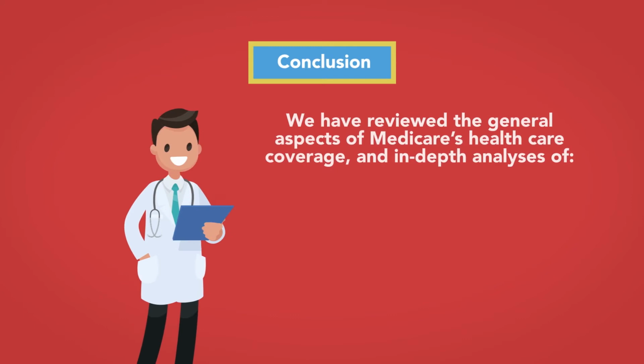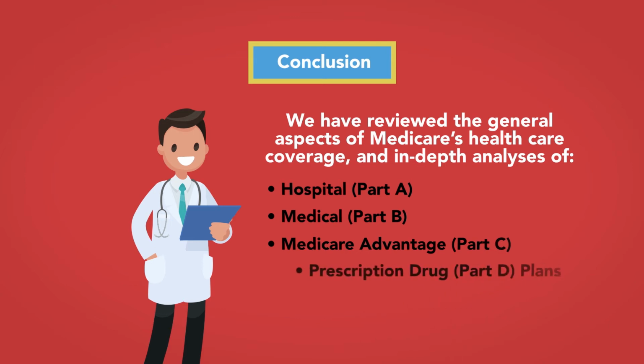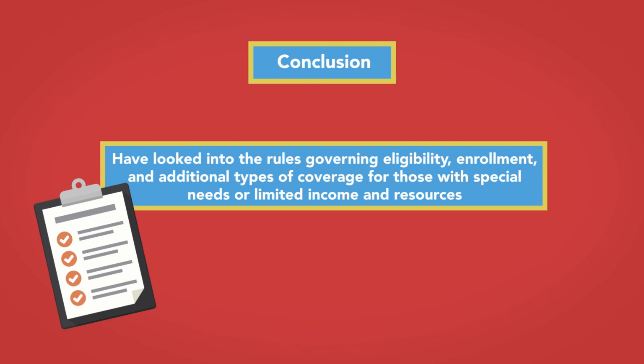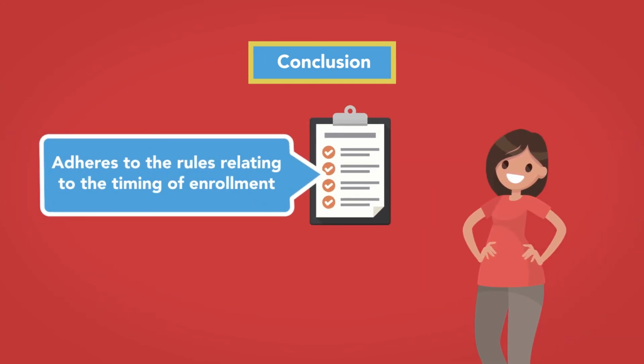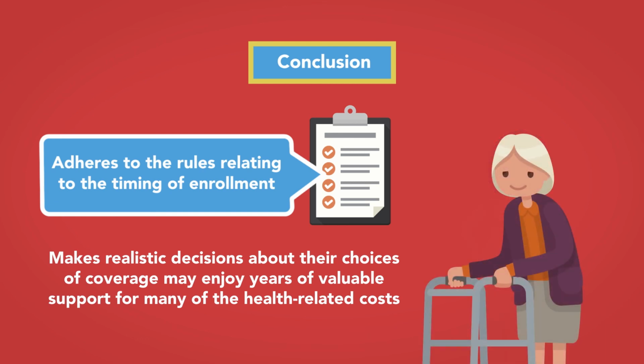Conclusion. In this course, we have reviewed the general aspects of Medicare's healthcare coverage and in-depth analyses of hospital, Part A, medical, Part B, Medicare Advantage, Part C, and prescription drug, or Part D, plans. We have looked into the rules governing eligibility, enrollment, and additional types of coverage for those with special needs or limited income and resources. A person who meets eligibility requirements, adheres to the rules relating to the timing of enrollment, and makes realistic decisions about their choices of coverage may enjoy years of valuable support for many of the health-related costs that she may encounter as she transitions into her retirement years.